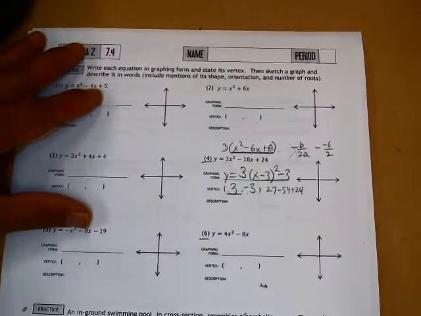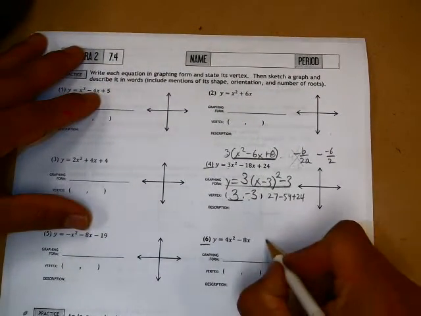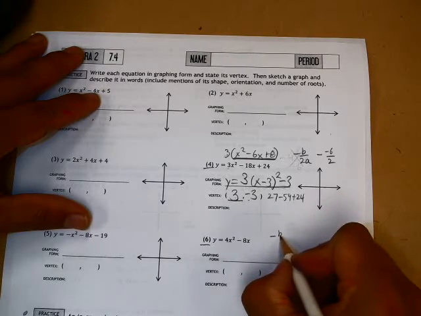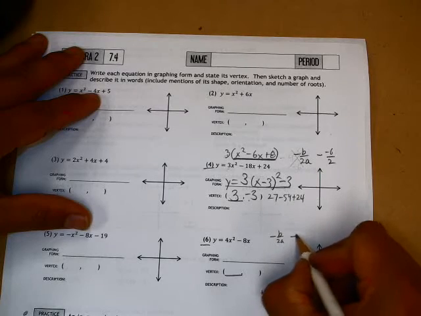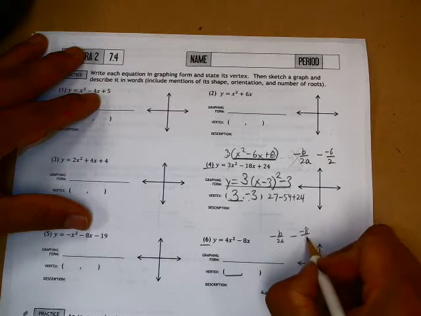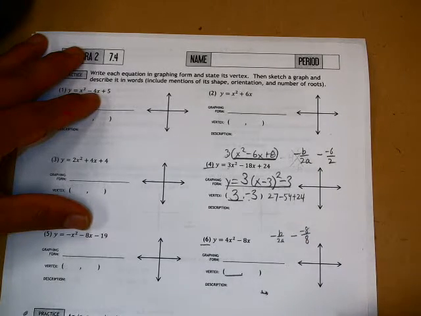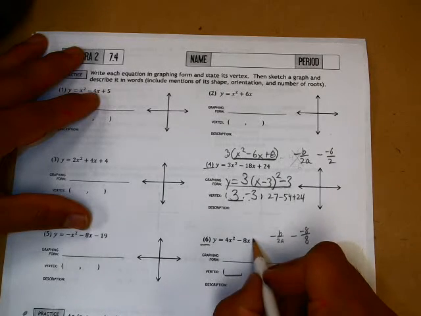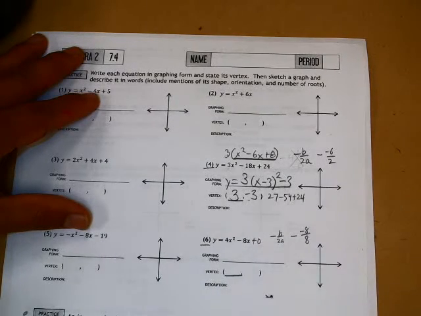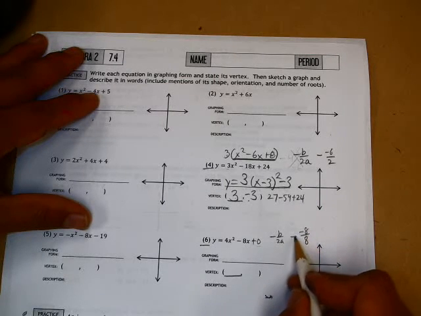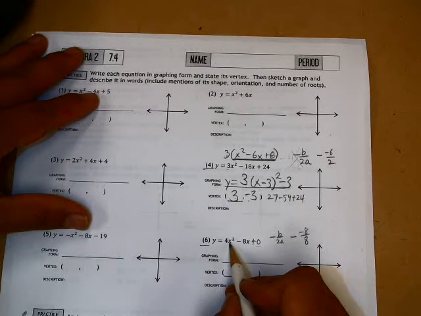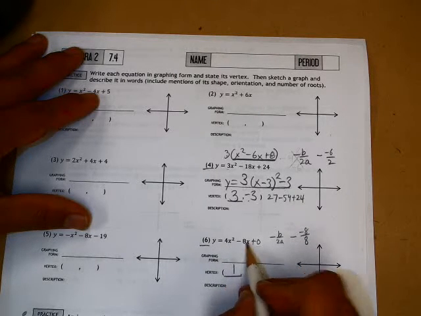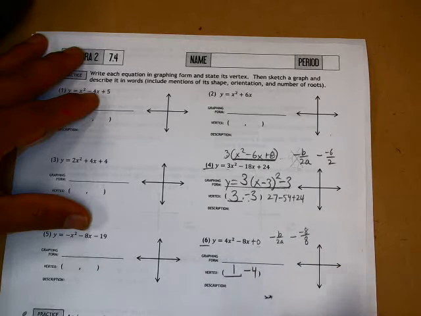For number 6, again, use the minus b over 2a to find the x value. So minus a negative 8 all over 2 times 4, which is 8. Essentially, think of this as a plus 0. So there's a c value of 0. So negative 8 over 8 is a positive 1. Plug a 1 in here. 4 minus 8 is negative 4.